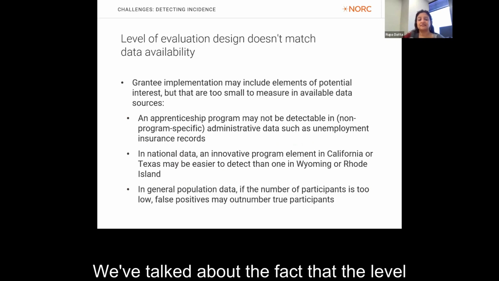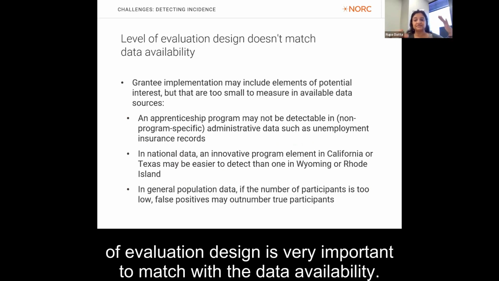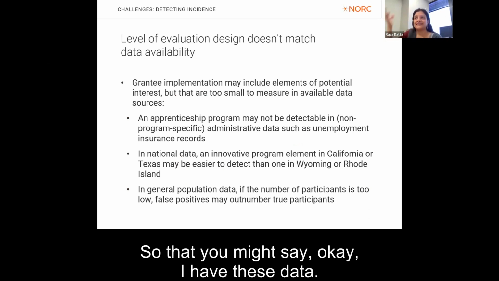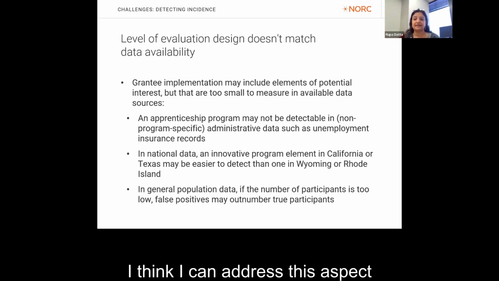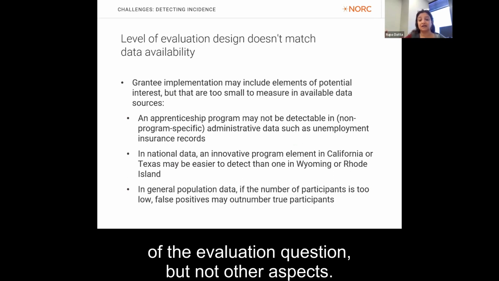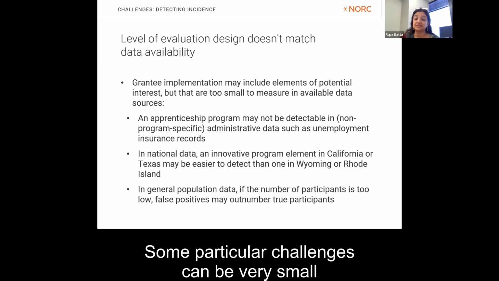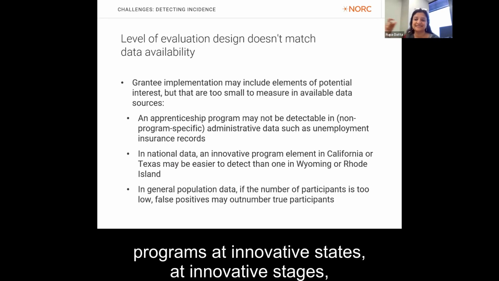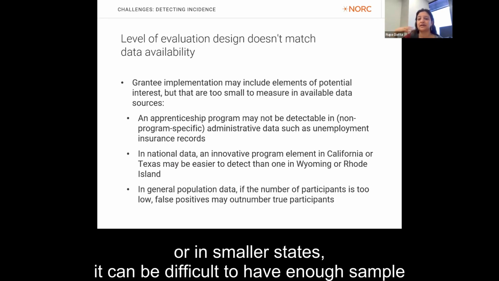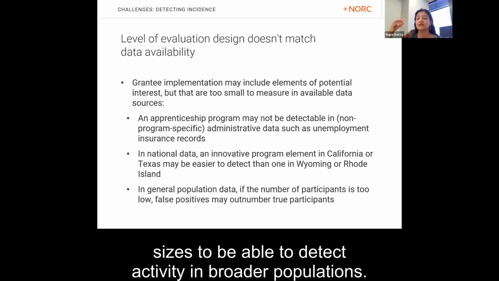We've talked about the fact that the level of evaluation design is very important to match with the data availability, so that you might say, okay, I have these data, I think I can address this aspect of the evaluation question, but not other aspects. Some particular challenges can be very small programs at innovative stages or in smaller states. It can be difficult to have enough sample sizes to be able to detect activity in broader populations.